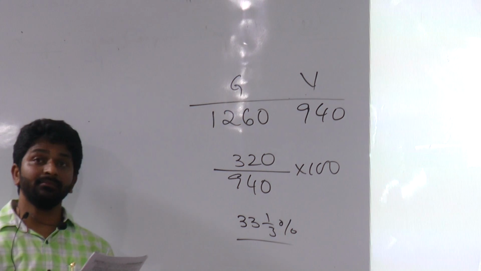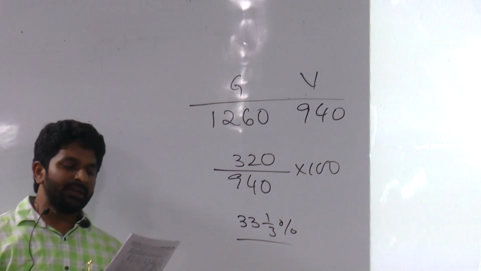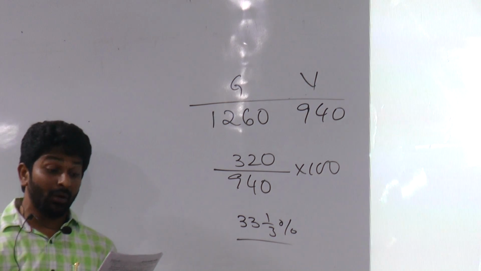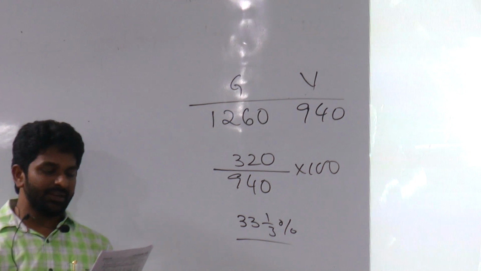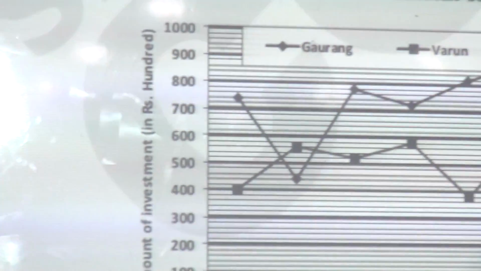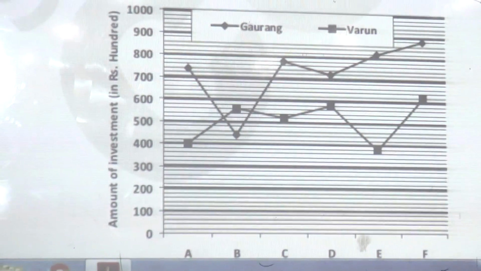Next, 45. If scheme D offers simple interest at 12% per annum, what will be the difference between simple interest earned by Gaurav and Varun from this particular scheme after 3 years? After 3 years, 12% per annum, simple interest, right?